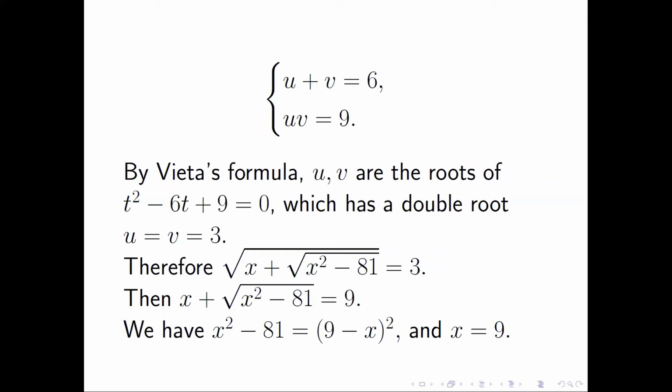This is not a quadratic equation. Both the left-hand side and the right-hand side have x squared, which cancels out. So we end up with a linear equation with root x equals 9. And we're done.